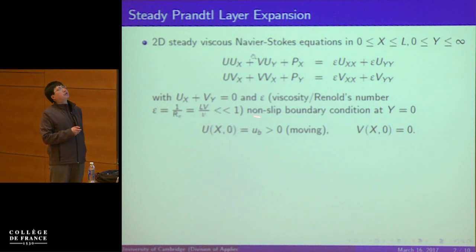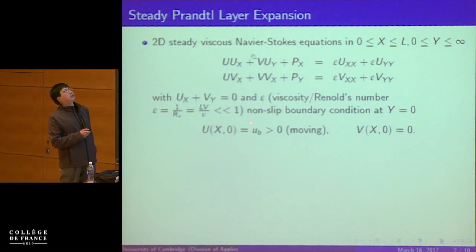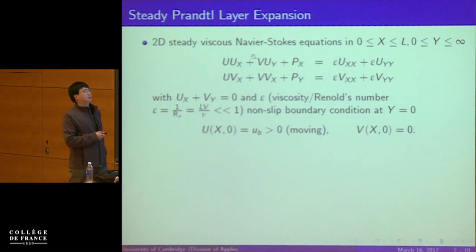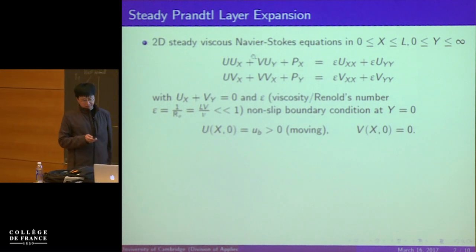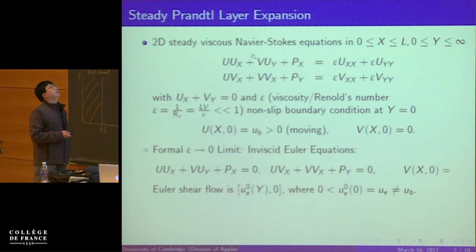So the question we're interested in is, what will happen when epsilon goes to 0? How can you describe the solution of this equation, or in some sense a real flow, when the Reynolds number is very, very big, or the viscosity is very, very small? So this is the question we want to address.